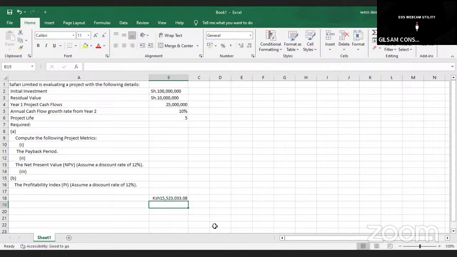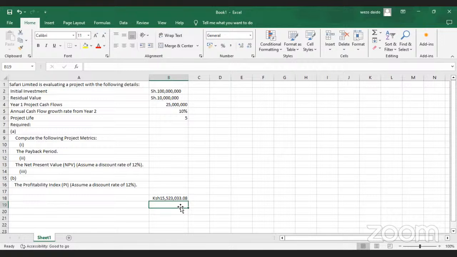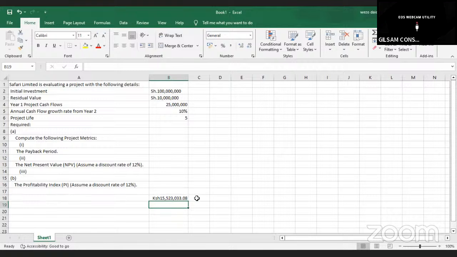Multiply by negative 1 to make it positive. So get another one also for the residual value. Get another one for the residual value. A present value for the residual value. Yes, the present value for the residual value.